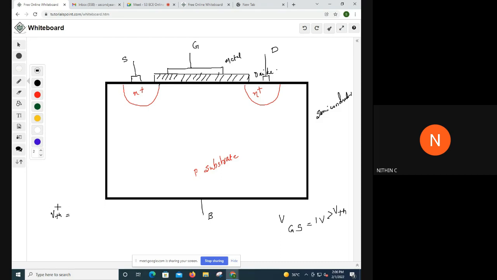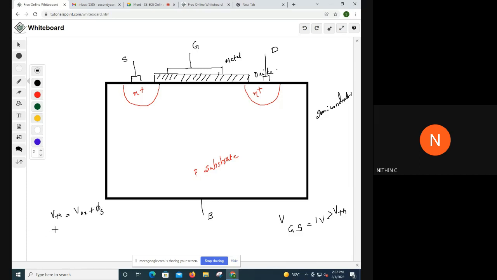So you need to write the expression for VTH initially. You know the expression for that. The general expression is VOX plus phi S. Normally, the voltage that we apply here will be distributed across this oxide layer and this semiconductor. That is, it will be dropped across the oxide layer and the semiconductor: VOX plus phi S. The semiconductor potential is represented as phi S. That is the surface potential.